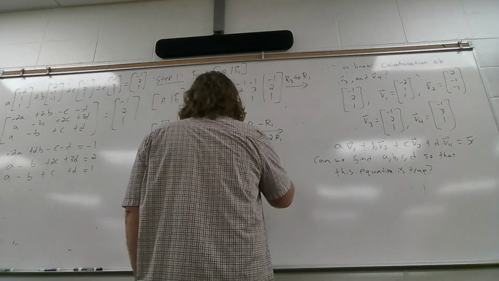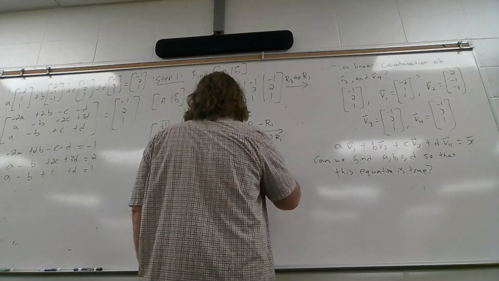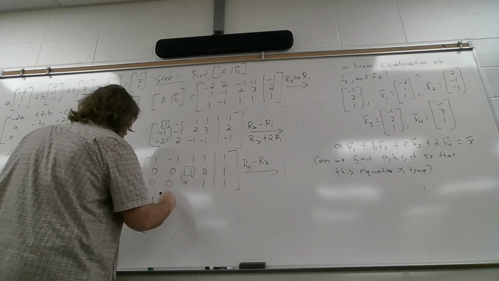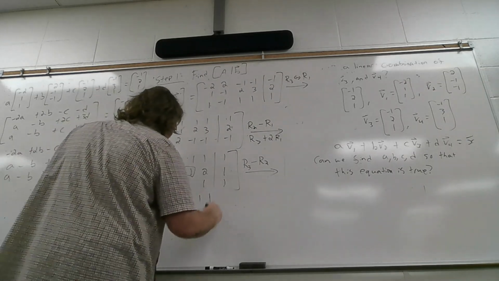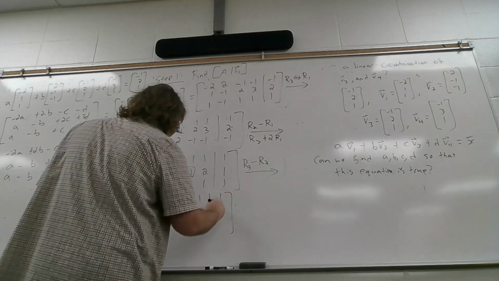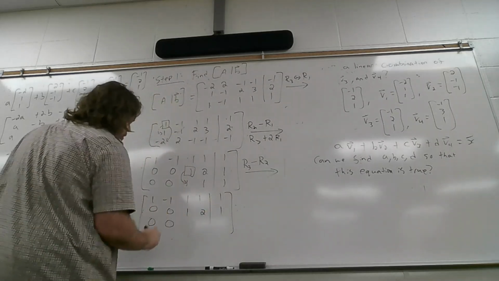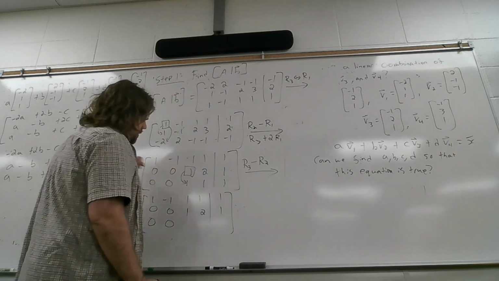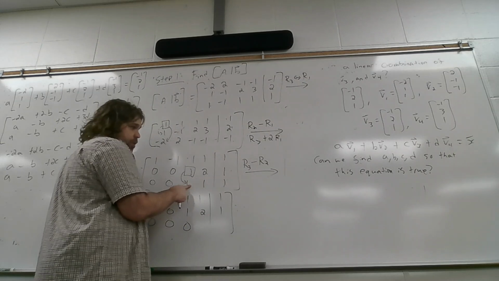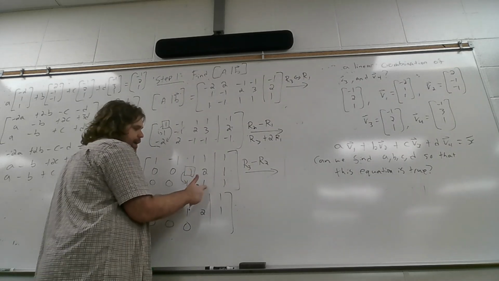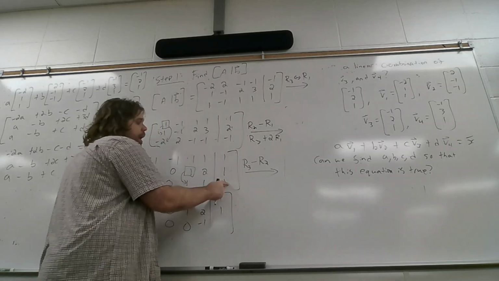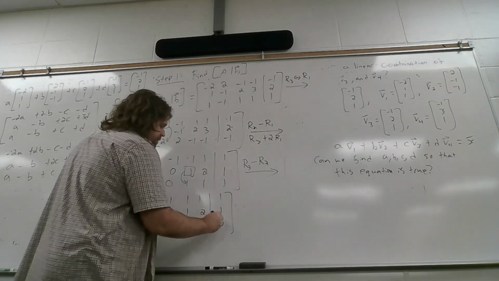So we can say row 3 minus row 2. Right? That'll make a 0 there. 1, 1, 1. 0, 1, 2, 1, 0, 0. Now this becomes a 0 because we're doing this row minus this. 1 minus 2 is minus 1. 1 minus 1 gives us 0.